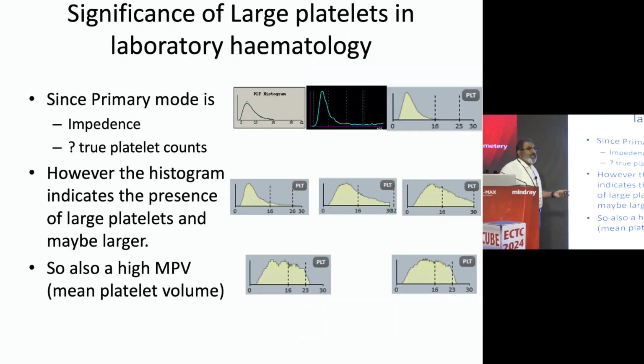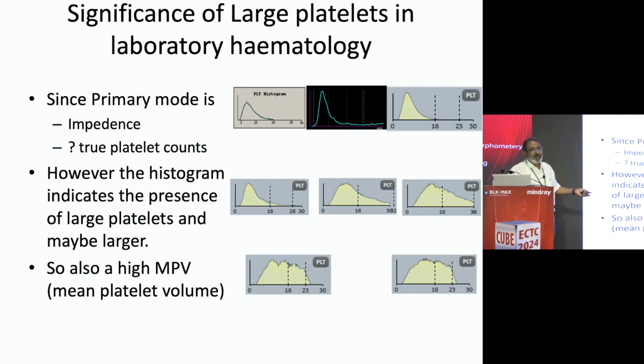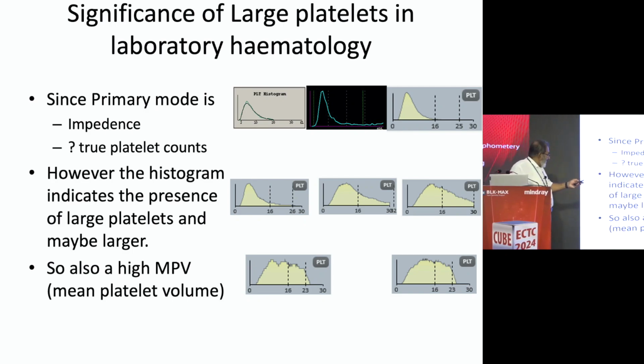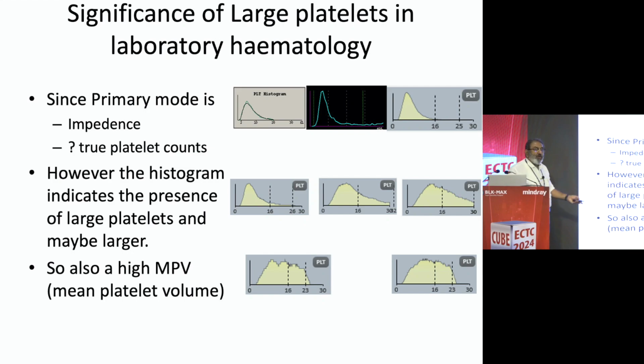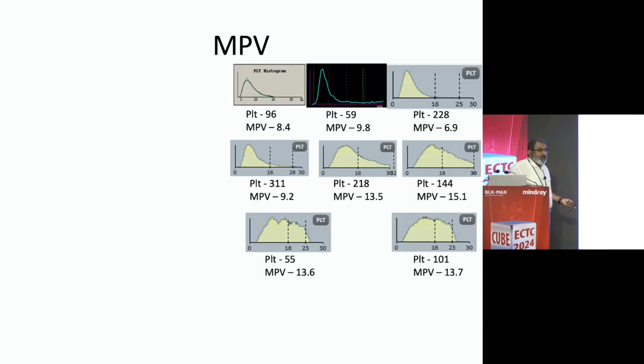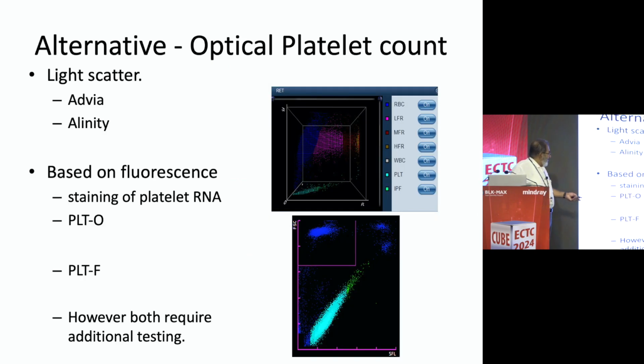Most of the cell counters use impedance and we can miss large platelets. But if you look at the histogram, you can see that it can accommodate large platelets. But when you have giant platelets, you get histograms like this. So look at the histogram. It will tell you whether you have giant platelets or large platelets. So MPV, is it a good marker of platelet physiology? No. It's not a good marker of platelet physiology.